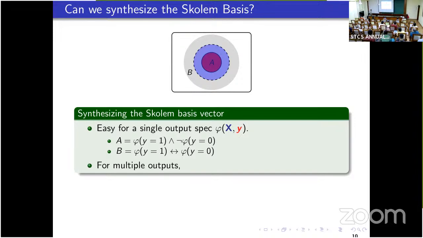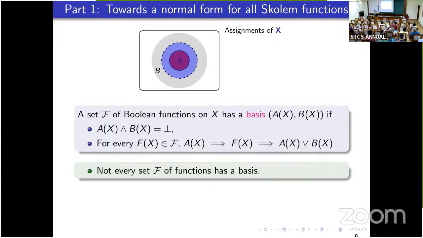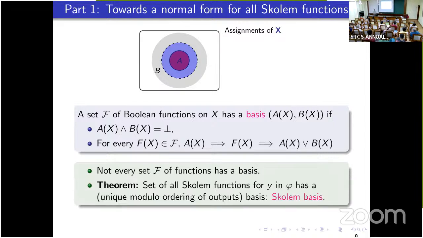For multiple outputs, in the definition of A, it was not necessary that every function that has that constant A, don't care set B, and offset is in F. I said that a set F has a basis if these properties hold, and not every set F has a basis. So it will always be in F. When I'm doing synthesis, you give me any Boolean specification phi.